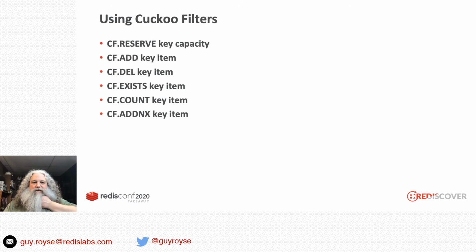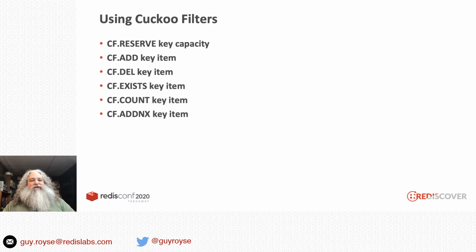You can use it by calling CF reserve. Set up a key and a capacity. Very easy to set up a cuckoo filter. CF add adds an item. CF delete deletes an item. And it's just key item, key item. It's a very simple interface. You call exists to say, is it in the filter or not? Count will give you that count back if you want.